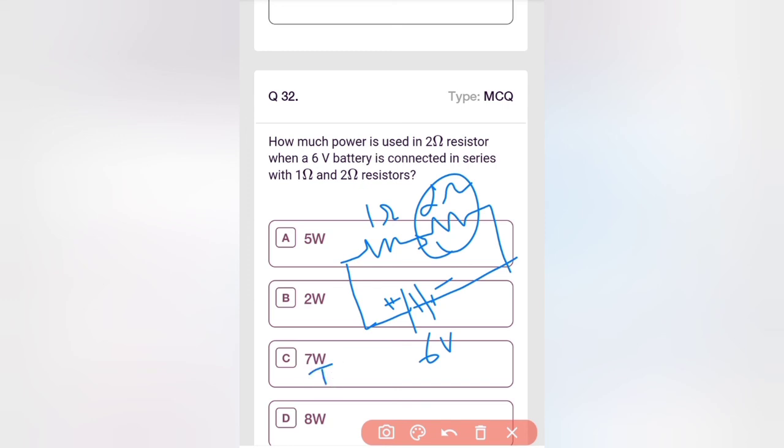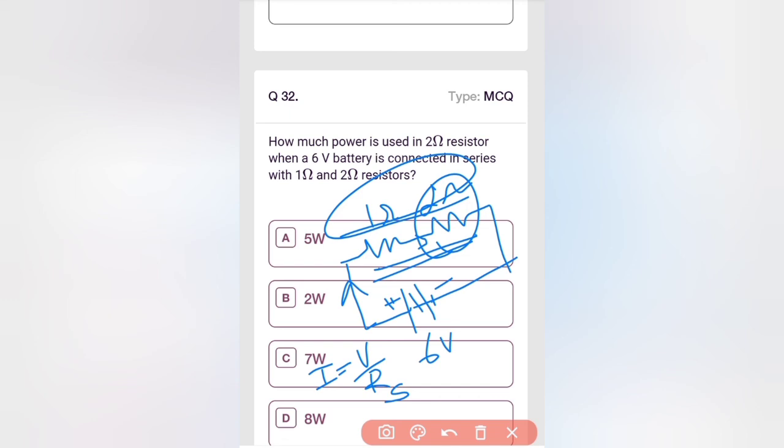So current I is equal to V by R, total current. So 6 divided by 3, that means you need to add the 2 resistances. We need to always remember that in order to find the current in a series circuit, consider both the resistances. That means consider the total resistance. So it's going to be 6 divided by 3, which is 2 amps.